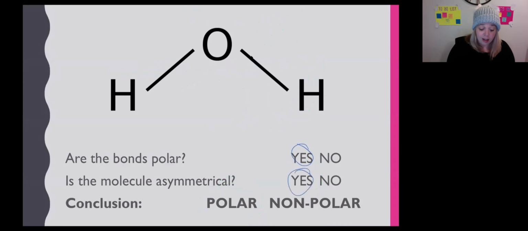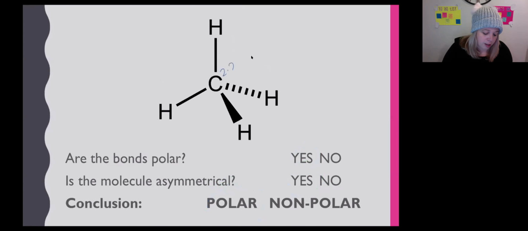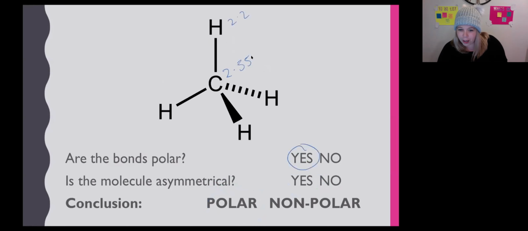All right, this is a bit tricky. It's showing the three-dimensional shape of methane. So are the bonds polar? There's a difference in electronegativity. Remember, this one is, I've now forgotten. I'm pretty sure it's 2.55. This one's 2.2. So yes, the bonds are polar. They're quite weak, but they're still polar. But is it symmetrical? So to do this, I'm going to need to get you a model.